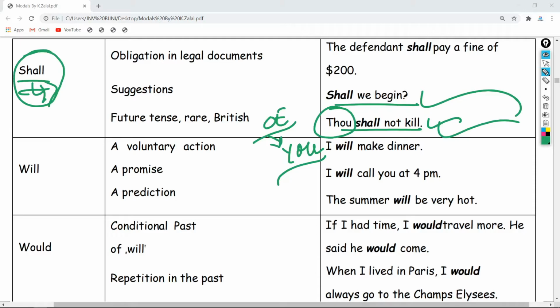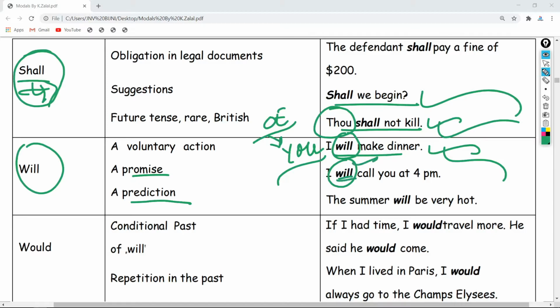Next one, will: a voluntary action, a promise, a prediction. I will make a dinner. The simple futurity. I will call you at 4 p.m. So this is also simple futurity. The summer will be very hot. That is also a prediction. Some kind of prediction for the future, that this summer will be very hot, as global warming is rising every year.